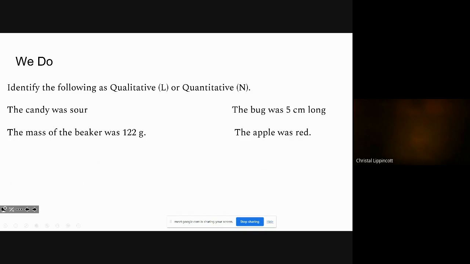Are you done? Easy enough? So find the ones that have numbers in them. Because remember, the numbers are your quantitative. So that's why we have N and N. And then here we're looking at qualities. So this is an L and L.